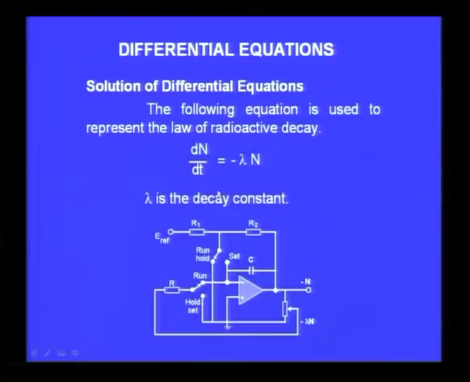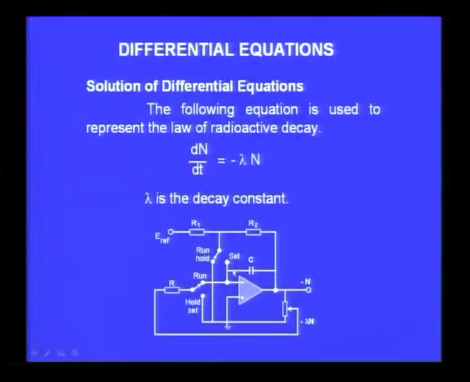Now if I want to solve this, what should I do? I will actually use a very simple integrating circuit and apply dN by dt as the input voltage, and what I get will be a corresponding lambda N. So that is what is shown here. I have an integrating circuit here. I connect the rate dN by dt here, and then after integration it becomes minus N with a proportionality constant, which comes about because of the RC time constant.